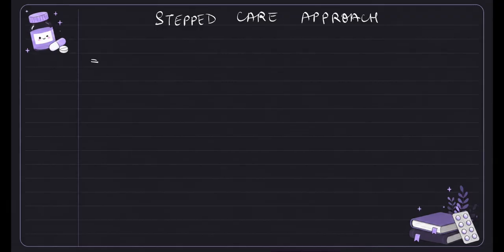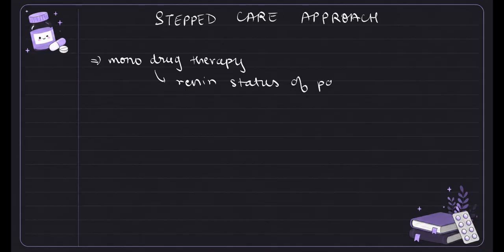The core of this entire protocol is what we call the stepped care approach. It's actually quite simple in concept. You start therapy with just a single drug. Then you observe the patient carefully. If needed, you progressively add more medications. We call this step 1 or monotherapy. Now, choosing this very first drug depends heavily on something called the patient's renin status.